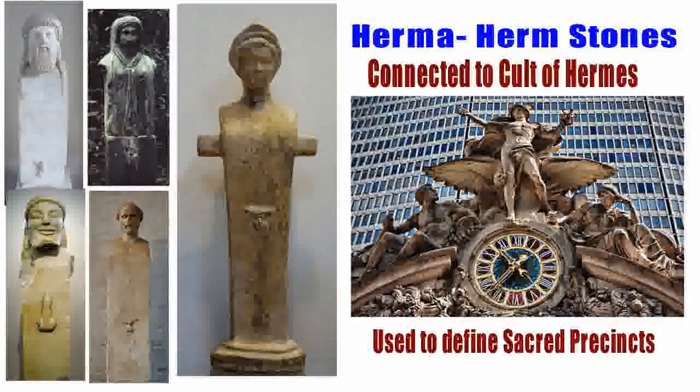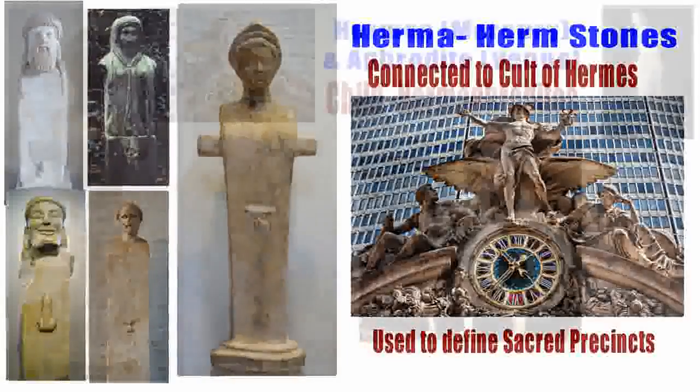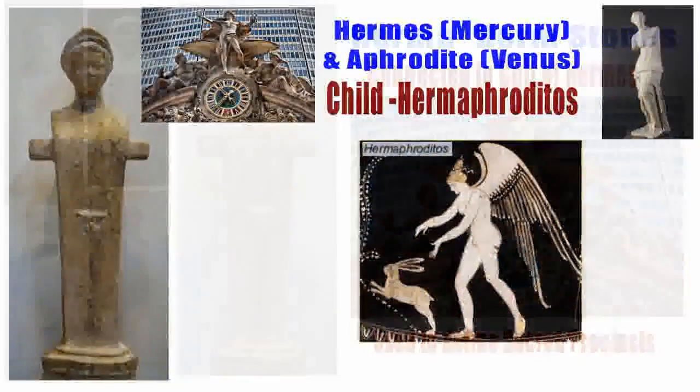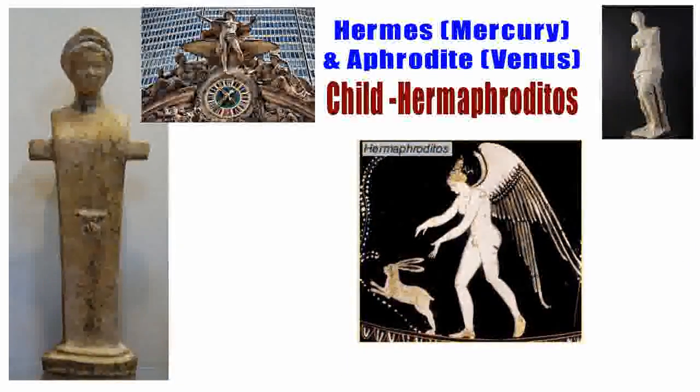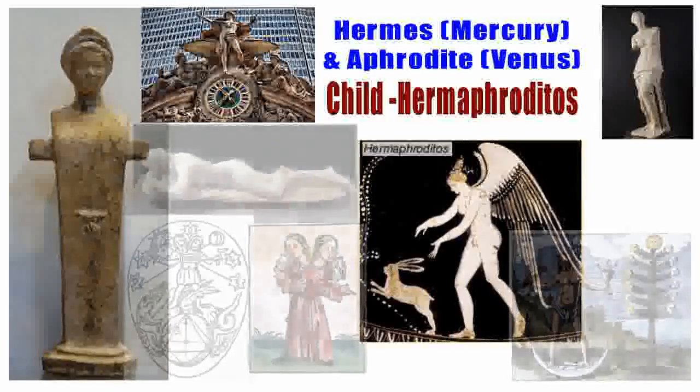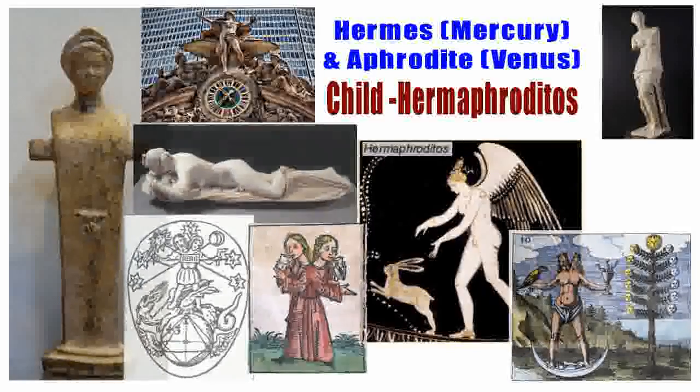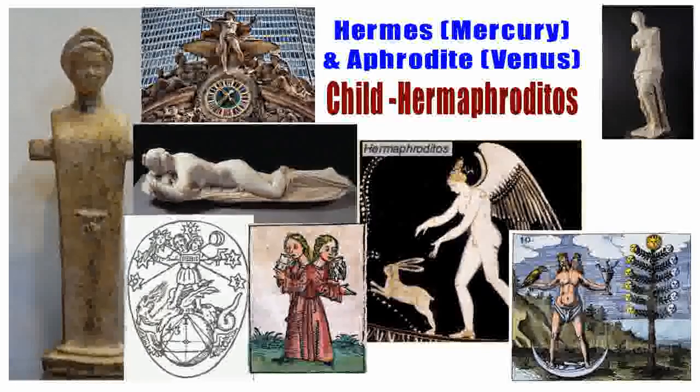Now, they're also connected to the cult of Hermes, and these stones were used to define sacred precincts, not just random, to define sacred areas. Now, Hermes and Aphrodite had a child, Hermes, Mercury, the planet, or the element, Aphrodite, Venus, the planet, or copper, the element. They had a child, Hermaphroditos, where we get the word hermaphrodite, the union of male and female, and we also see this in art forms.